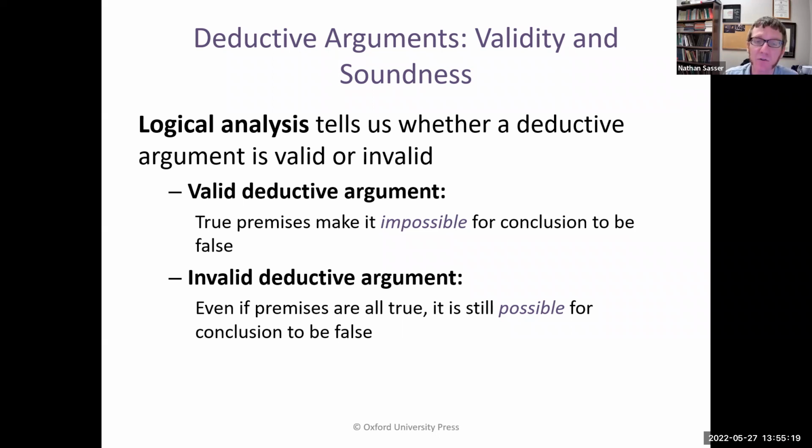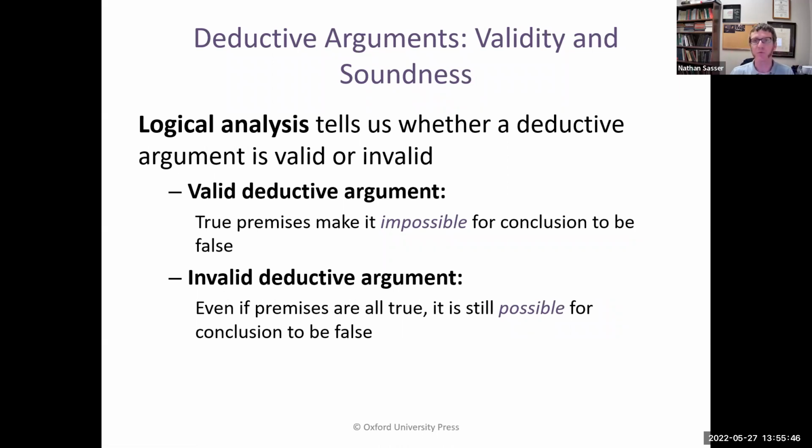You need to memorize the technical definition of validity. And here's what it is. If the premises were true, and they don't need to actually be true, but if they were true, would they necessitate the truth of the conclusion? That is, would they make it impossible for the conclusion to be false? If they do necessitate the truth of the conclusion, that's a valid argument.